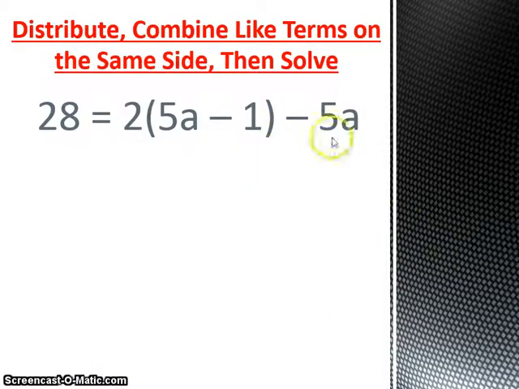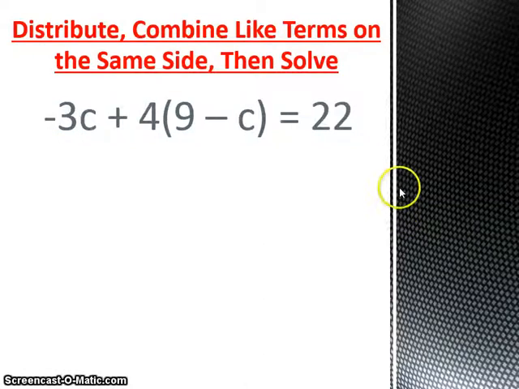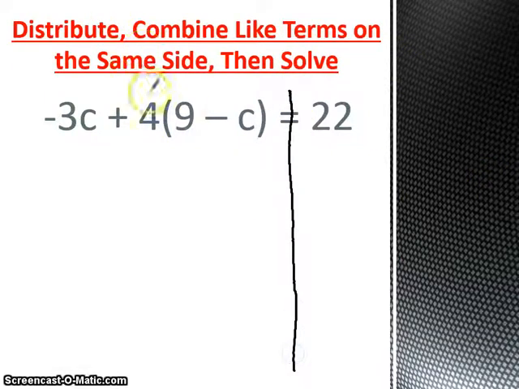Let's try one more example. Then we will look at a few real-world examples and special solutions to these equations. In this example, we see those parentheses, so we know we must distribute. So we're going to distribute +4, notice how I grabbed the sign in front, to 9 and -c.